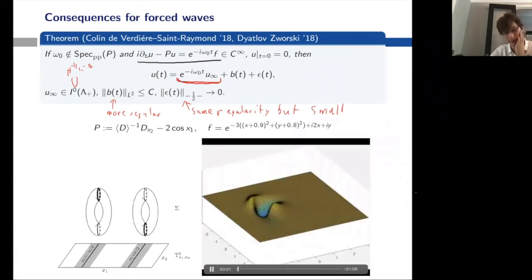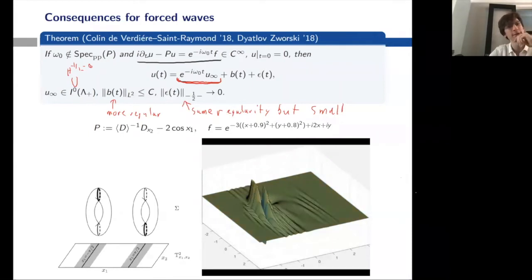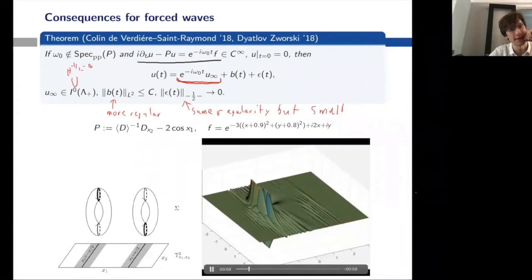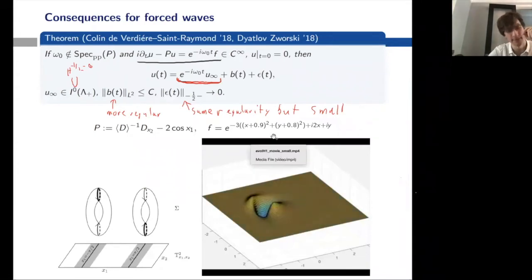So hopefully this video is working, but you start with a forcing from 0, this problem with the f I described here. Okay, sorry, I have an eraser. So with this f, you can see what happens.